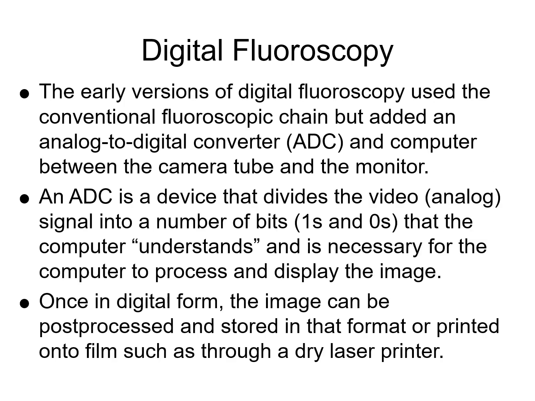All right, so again, early versions of digital fluoroscopy use the conventional fluoroscopic chain. Now, what does that mean? That means an image intensifier, but added an ADC and a computer between the camera tube and the monitor, and then we replace the camera tube with a CCD. Okay, so we've got to figure out what that analog to digital converter is. This is critical to your understanding of digital image formation.